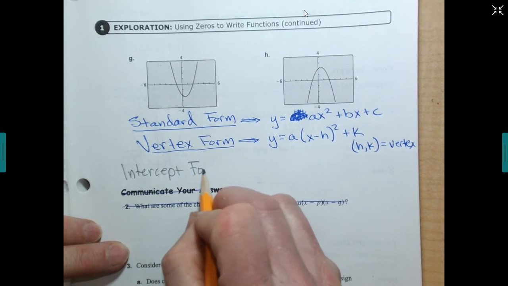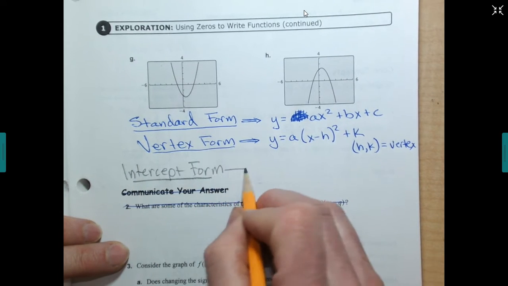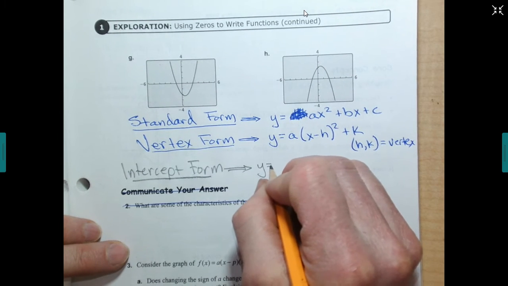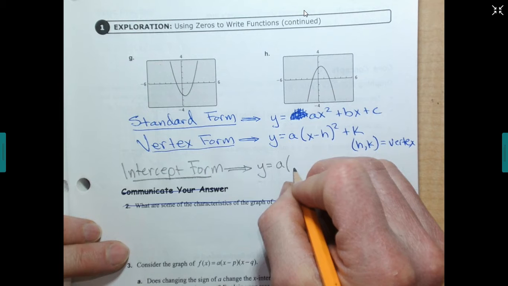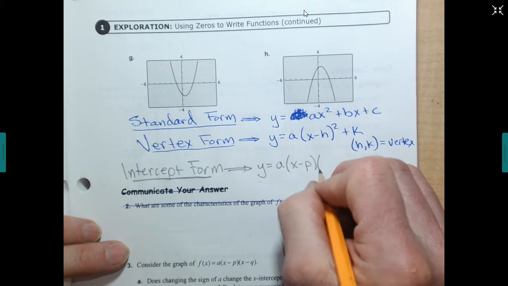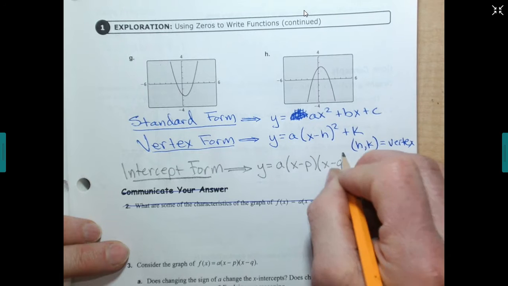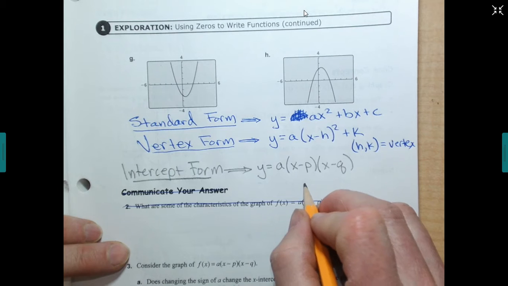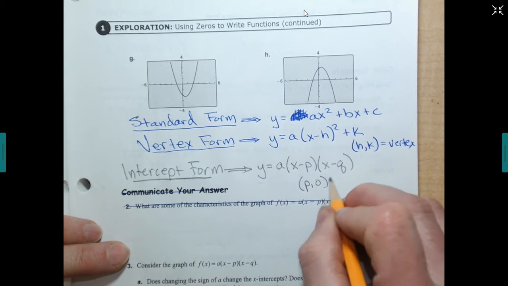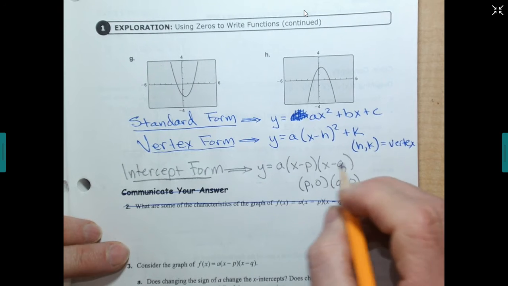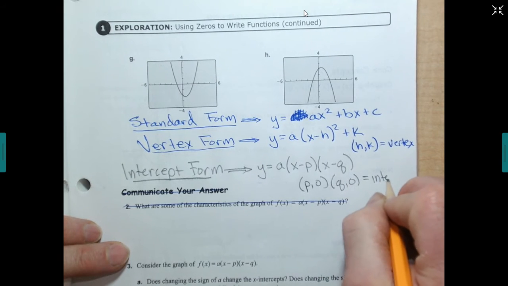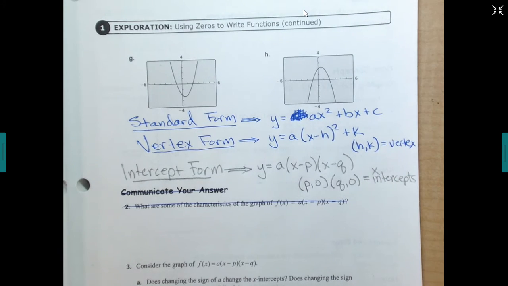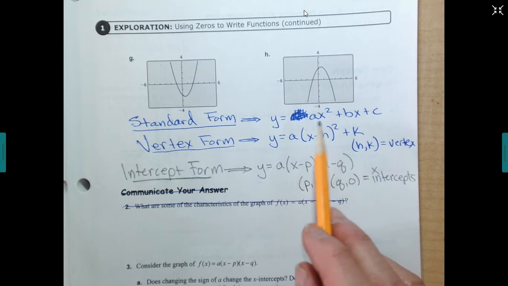And the intercept form tells us where the x-intercepts are. So y equals a times x minus p, x minus q. And these are x-intercepts. So our x-intercepts are (p, 0) and (q, 0). And don't forget, when there's a negative here, that means whatever number is here, it's the opposite.